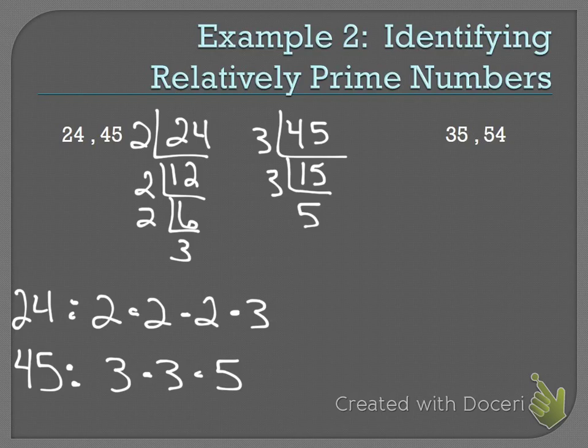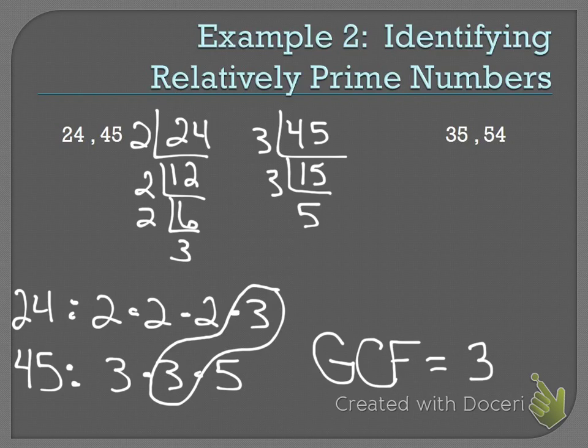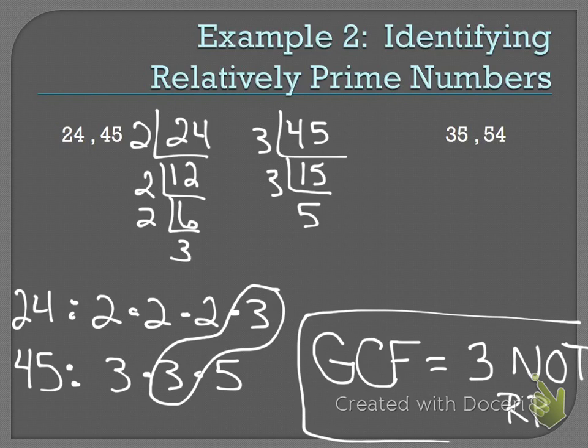And now I'm looking for factors that both numbers have in common. Do you see any? I see a group of 3s. Okay? See a group of 3s here? So my GCF is 3, so it's not relatively prime. Basically, what that means is it had a common factor. Now, if there were no other common factors, my GCF would be 1, and then, yes, the numbers would be relatively prime.